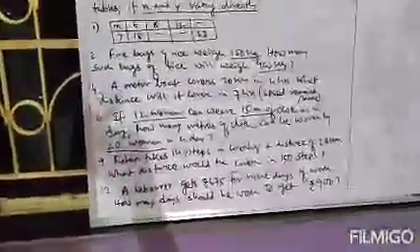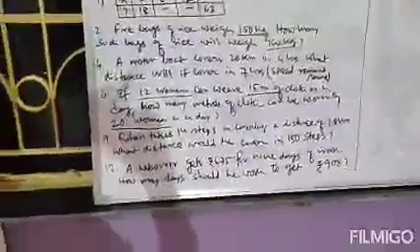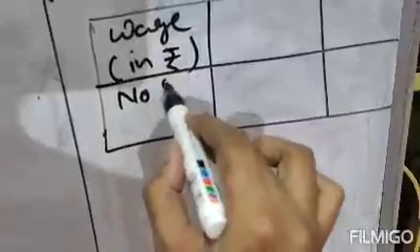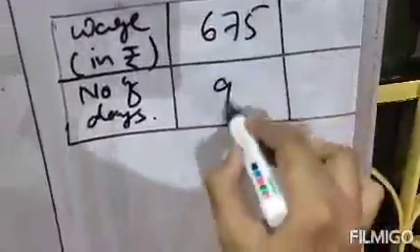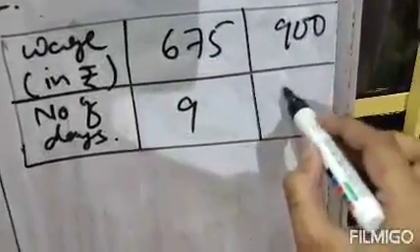So there are two quantities. One is your amount or wage. You can write wage, that is amount, and number of days. So there are two quantities. One is wage, that is the laborer got. This is given in rupees, and another one is your number of days. So wages received rupees 675 for 9 days of work. So to get rupees 900, let him work x number of days.